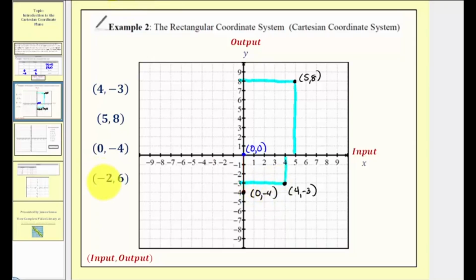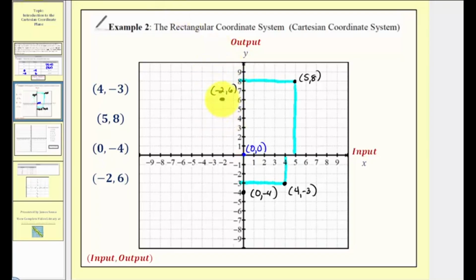And then finally we have the ordered pair -2 comma 6. So the input is -2 and the output is 6. So because the input is -2 from the origin, we would go left 2 units. And because the output is +6, we would go up 6 units from here. This would be the location of the point with coordinates or ordered pair -2, 6.